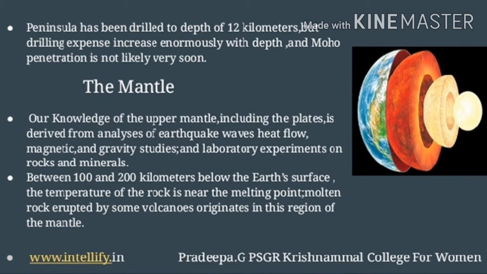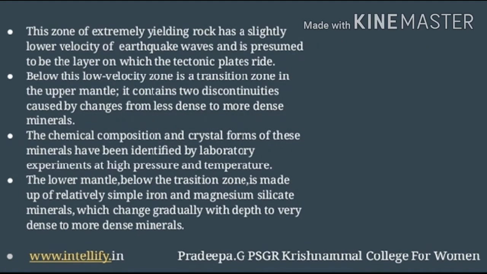Between 100 and 200 kilometers below the Earth's surface, the temperature of the rock is near the melting point. Molten rock erupted by some volcanoes originates in this region of the mantle. Slide 7. This zone of extremely yielding rock has a slightly lower velocity of earthquake waves and is presumed to be the layer on which the tectonic plates ride.